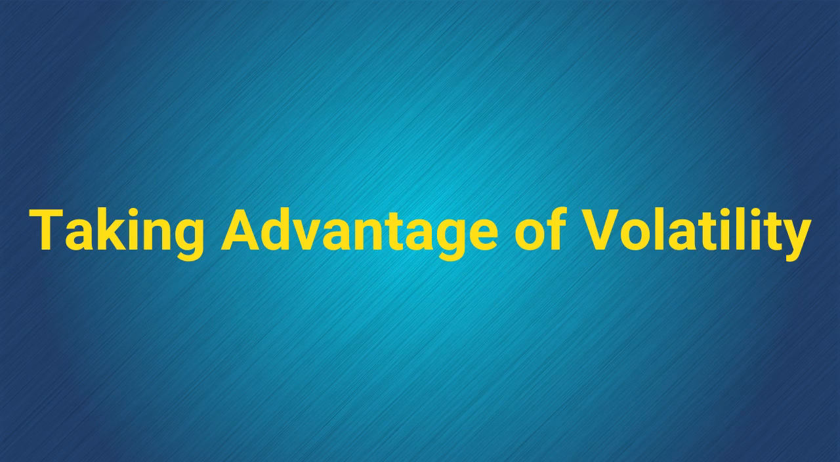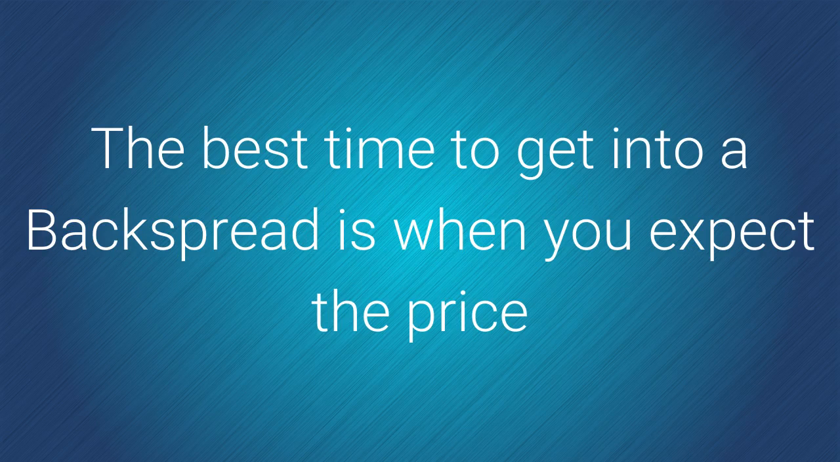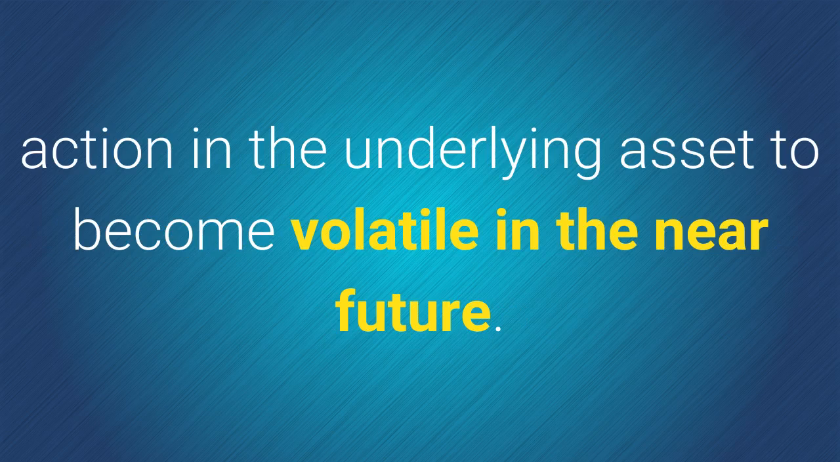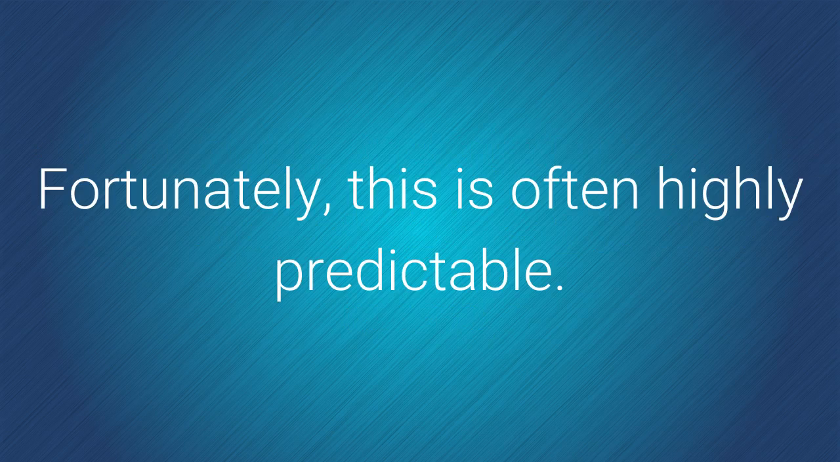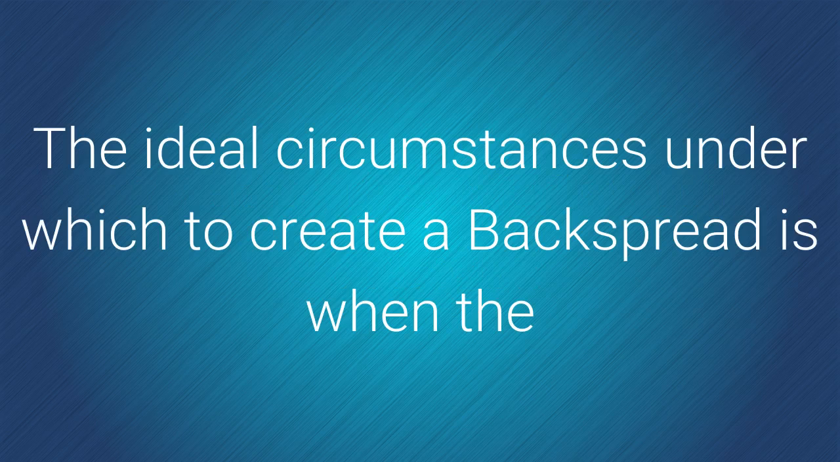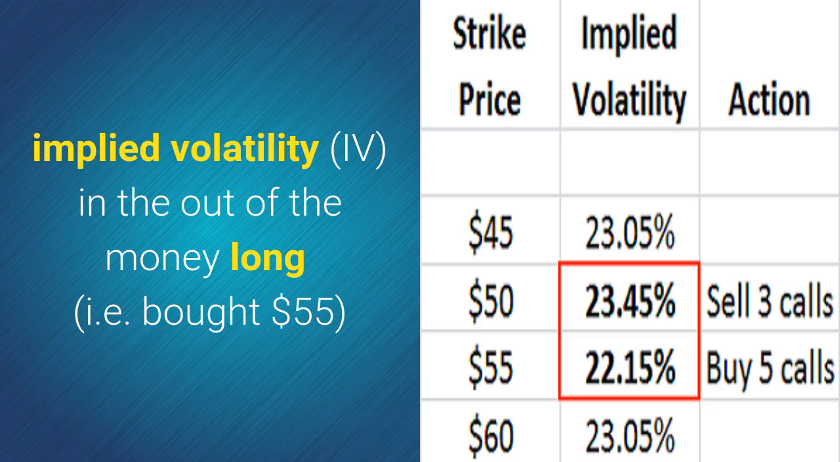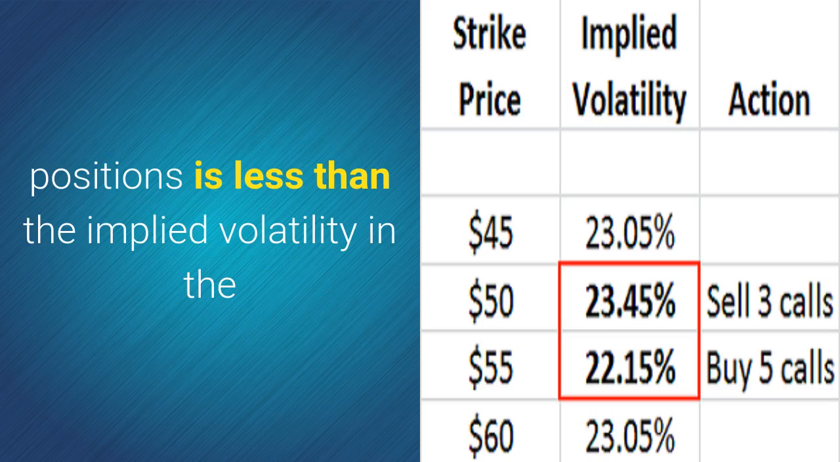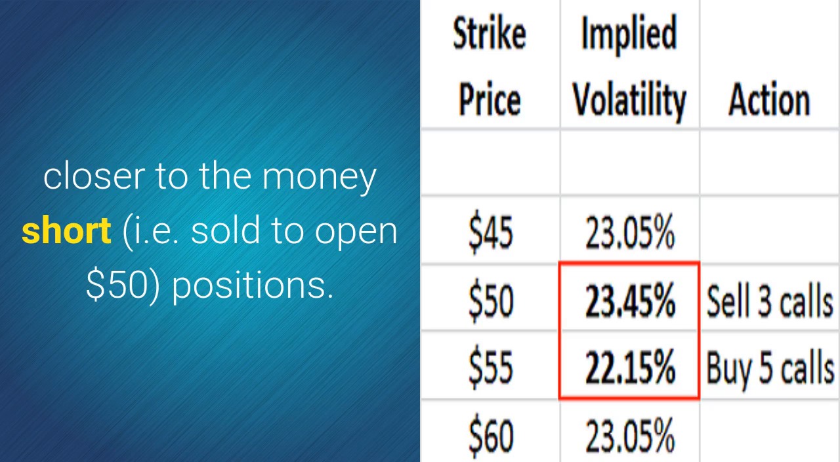Taking advantage of volatility. The best time to get into a backspread is when you expect the price action in the underlying asset to become volatile in the near future. Fortunately, this is often highly predictable. The ideal circumstances under which to create a backspread is when the implied volatility in the out-of-the-money long, that is, in our case, the bought $55 positions, is less than the implied volatility in the closer to the money short, that is, the sold to open $50 positions.